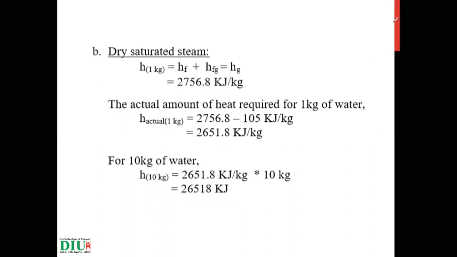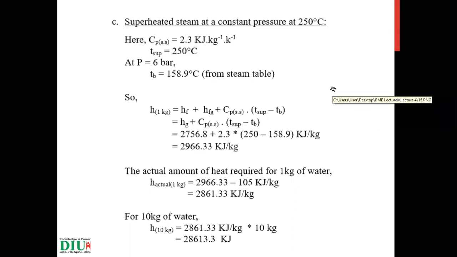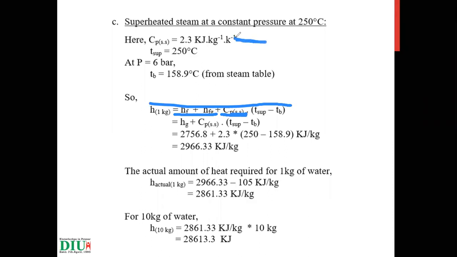So in the same manner, the manner is the same for the superheated steam. This is the equation, my student. These two values we already found out. The specific heat is given in the question, that is 2.3 kilojoule per kg per Kelvin. And the two temperatures: one is the superheated temperature, one is the boiling point temperature. The superheated temperature is also given in the question, that is 250 degrees Celsius.